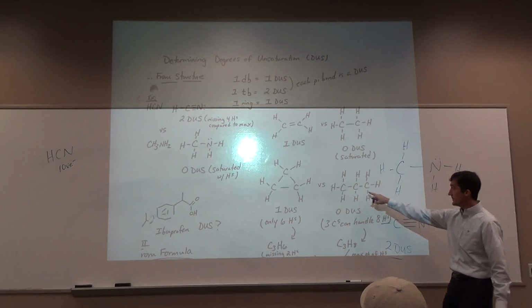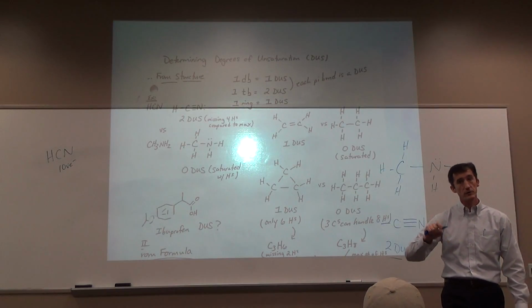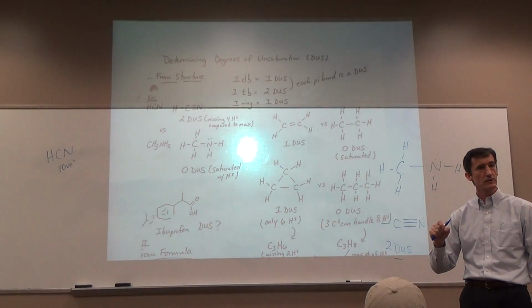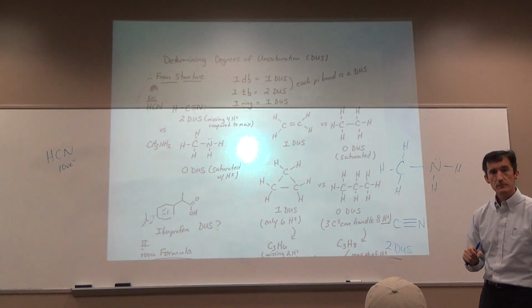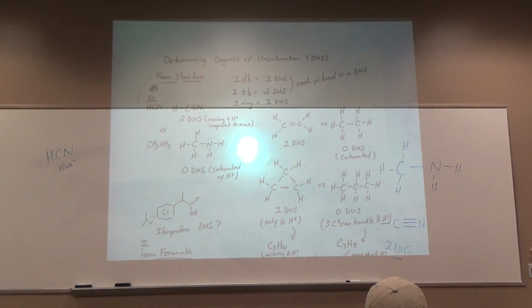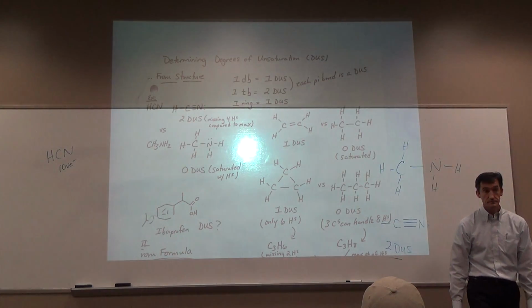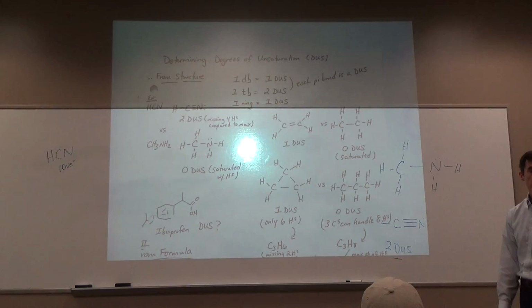Okay, 3 carbons. 2n plus 2, where n is 3. I haven't had math in a long time. What is it? 6 plus 2. 6 plus 2 is 8. Okay. How many H's are there? 8. 3 carbons saturated and have 8 hydrogens. That's the 2n plus 2.